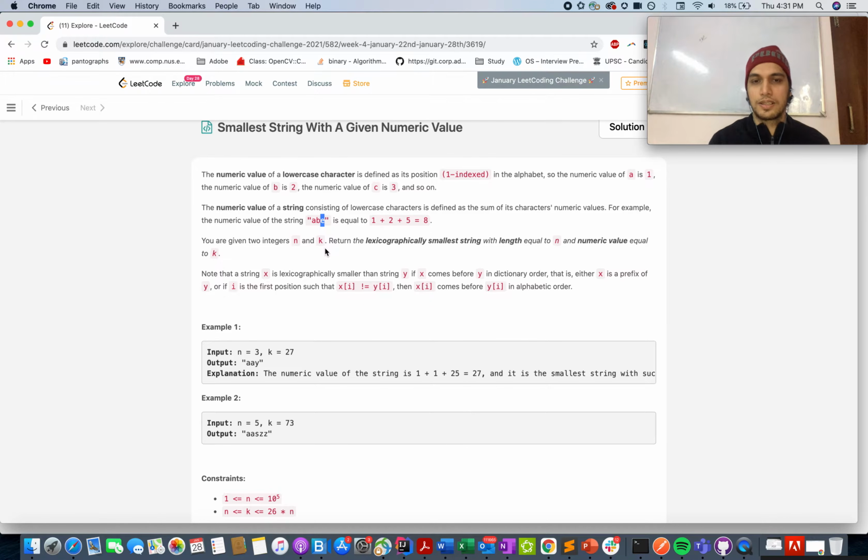What do we need to do in this question? You are given two integers n and k, and you need to identify the lexicographically smallest string of that given length and having that numeric value which is equal to k.